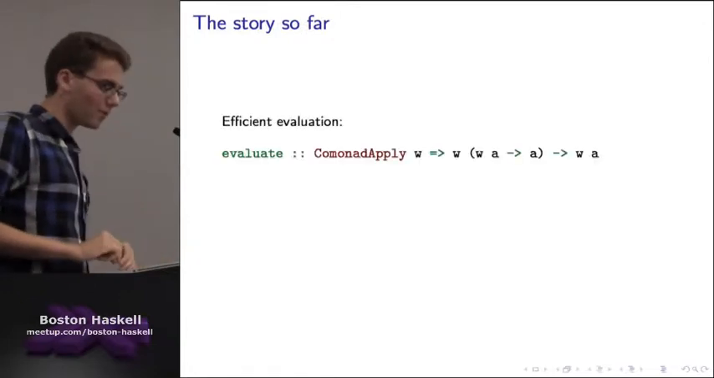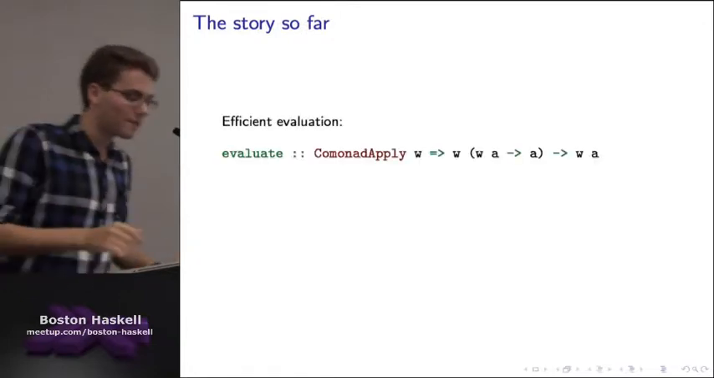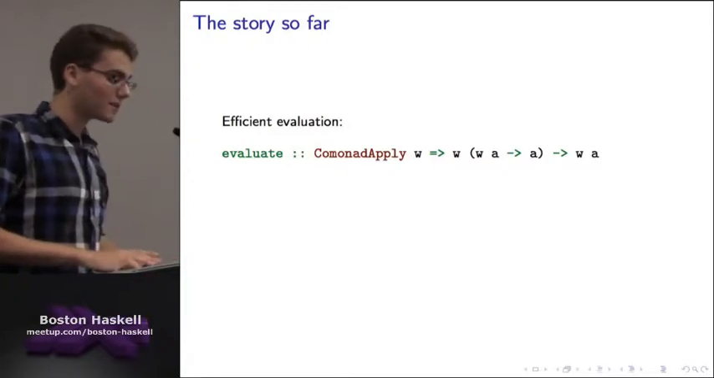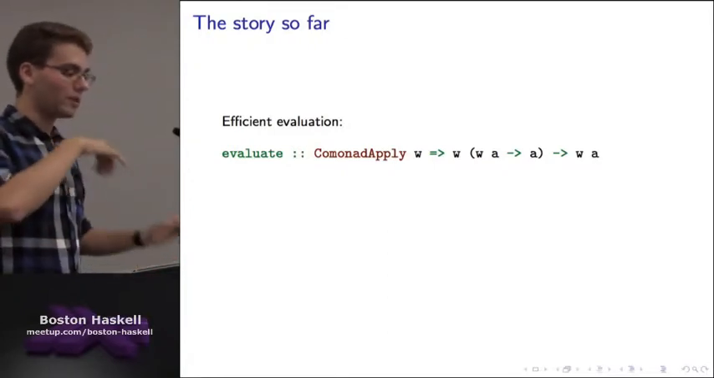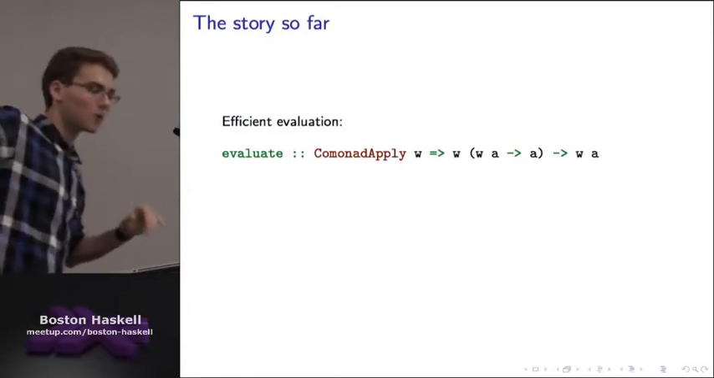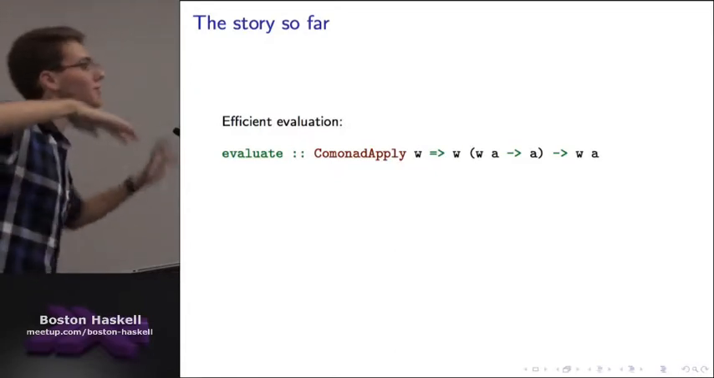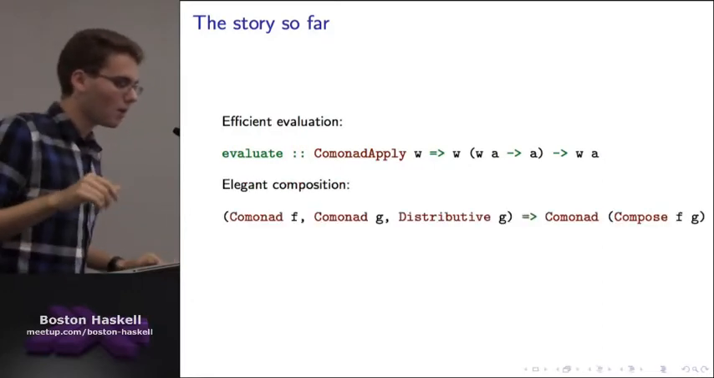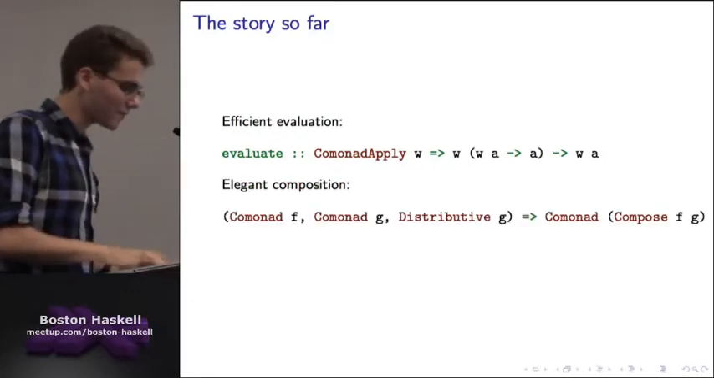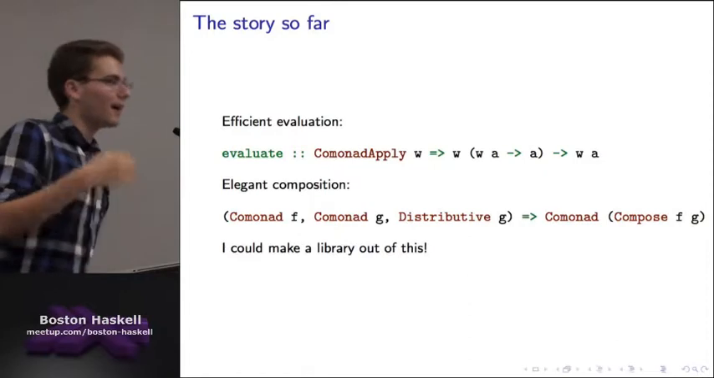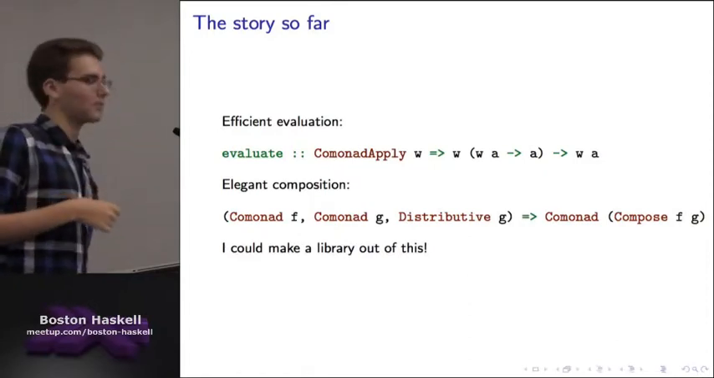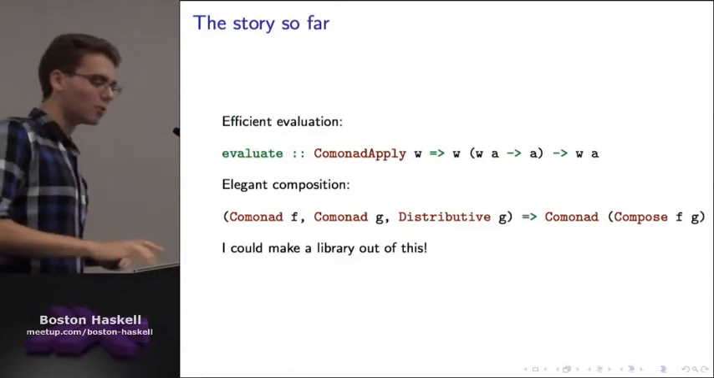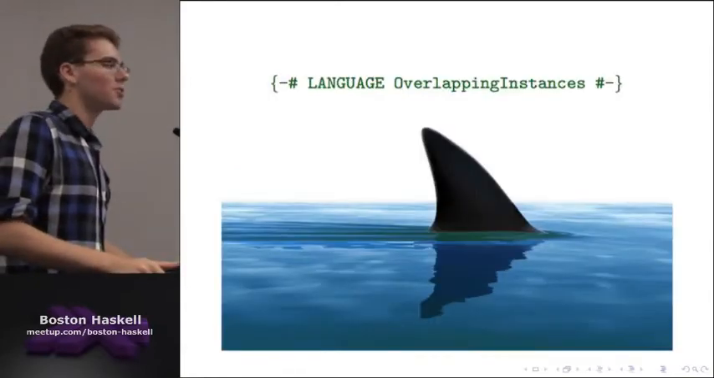So the story so far is we have efficient evaluation. We can take anything that's ComonadApply, and we can take this space of functions that reference a whole space of values and turn it into a space of values in a way that's maximally sharing. And we have elegant composition. And so I got to this point where I had figured these things out, and I thought I could really make a library out of this. This is kind of cool. There's a shark in the water.